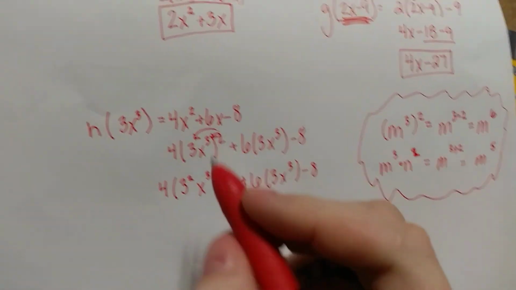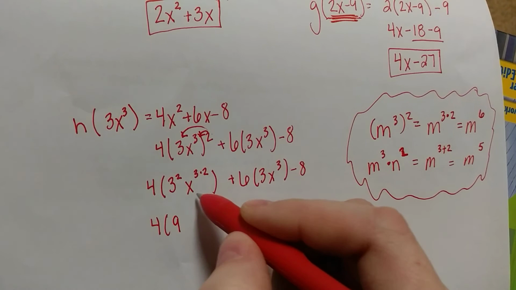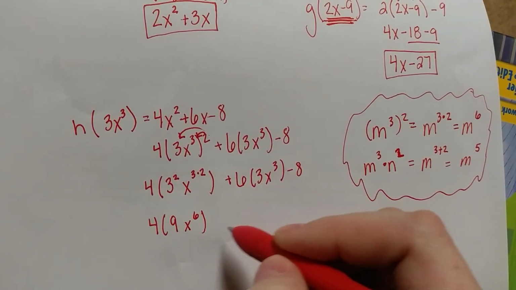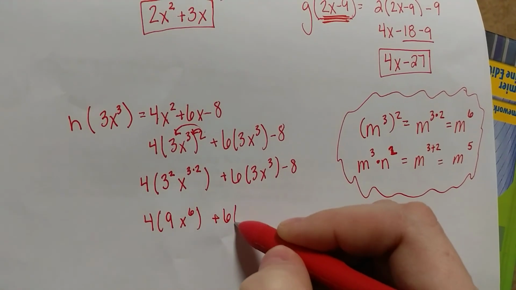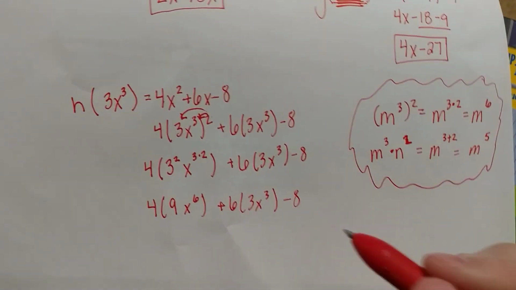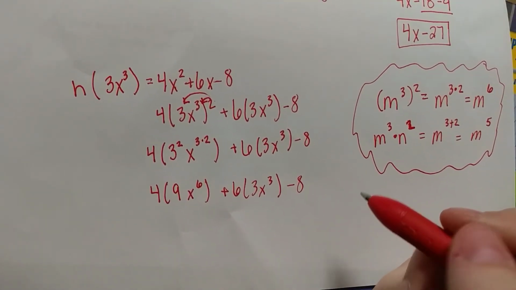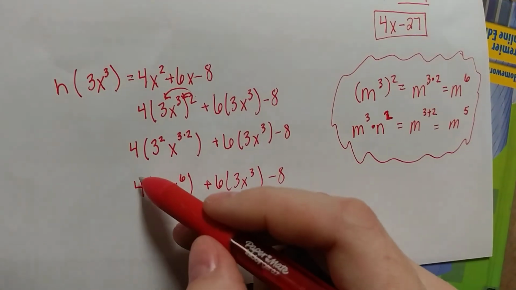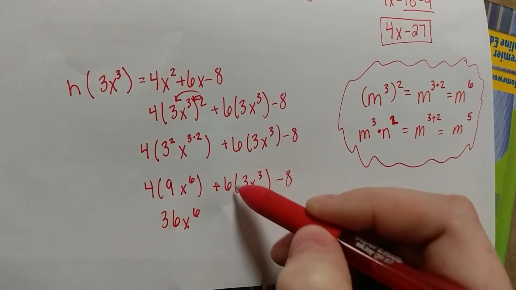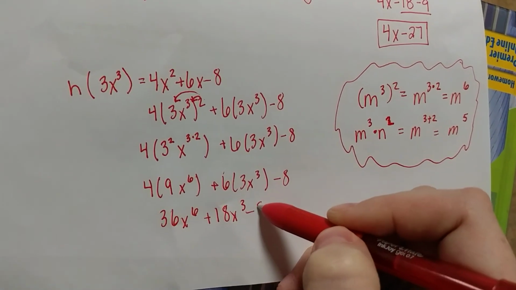Knowing these rules, that means we're going to go ahead and distribute. 3 squared is 9. x to the 3 times 2 would be x to the 6th. We finished that step. Now what we're going to do is distribute the last term. So we have 4 times 9, which would be 36x to the 6th. 6 times 3, which would be 18x cubed, minus 8.